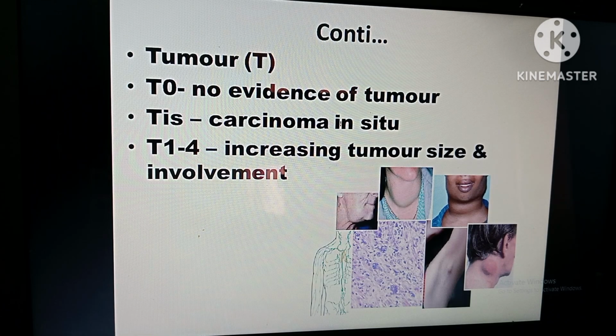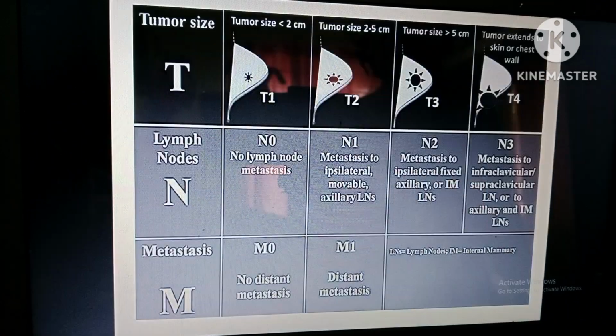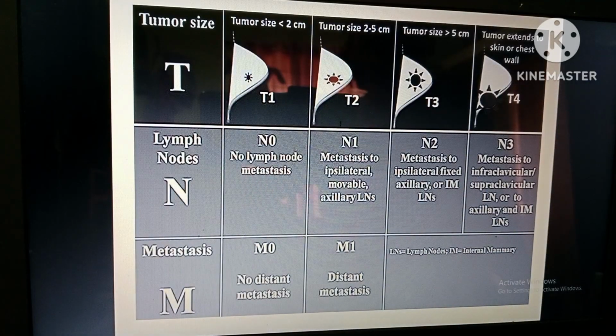Now T1 to 4 means increasing tumor size and involvement. According to the increased size, the number is given. A small tumor means T1. So you can see here, if the tumor size is less than 2 centimeters, the doctor will write T1. Tumor sizes of 2 to 5 centimeters, T2. Tumor sizes of more than 5 centimeters, T3. If the tumor size is more than 5 centimeters and extended to the skin, chest and other body organs, then it is T4. Very important, university important. They will ask for 5 or 10 marks.